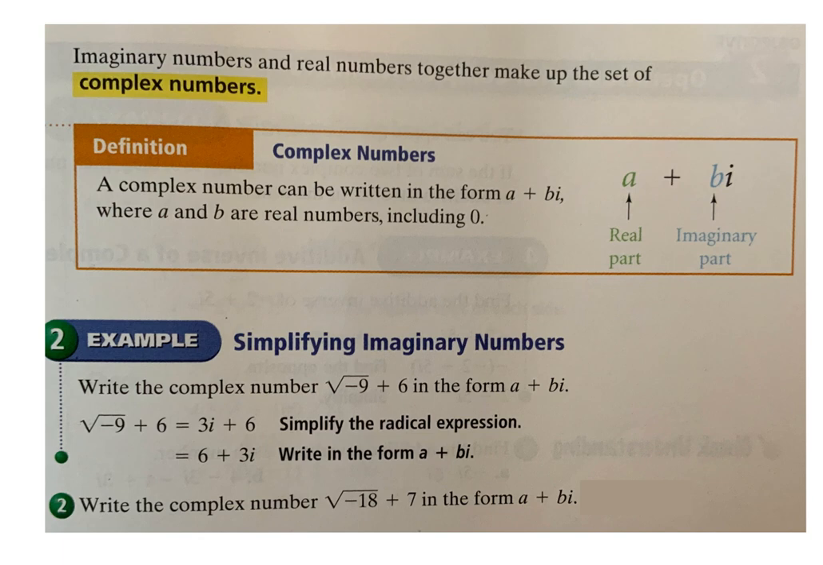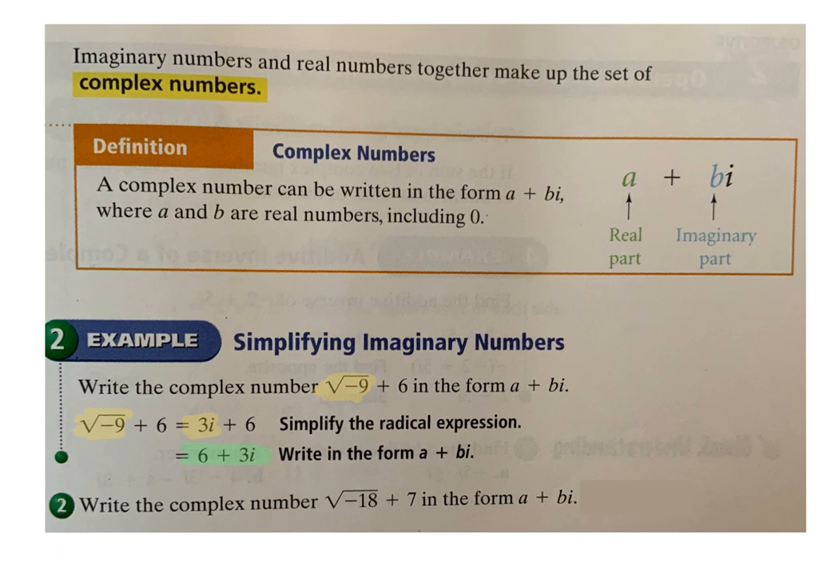Simplify this imaginary number. Write the complex number, the square root of -9 plus 6 in the form a plus bi. The first thing that we would need to do here is we would need to simplify this square root of -9. Well, square root of 9 has a perfect root, which is 3. So we would just write this as 3i. But that is not in standard form. The real needs to come first and then the imaginary. So we would rewrite this to 6 plus 3i. That is standard form for that.